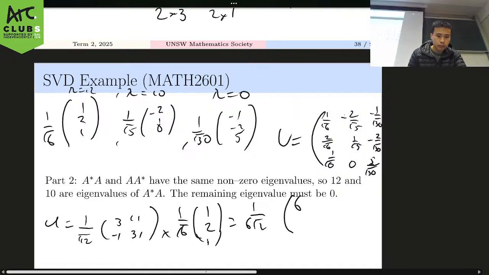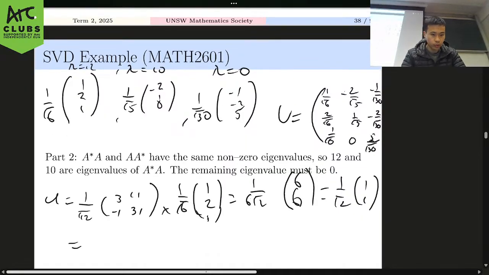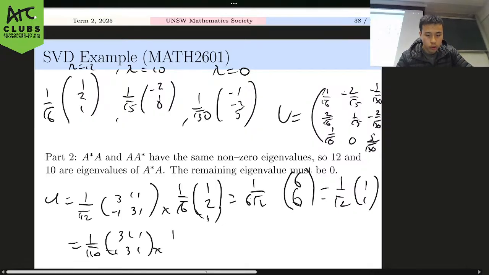Okay, 3 plus 2, 6. Then 6, 7, 6. It's kind of clean. So it's 1 over root 2, 1, 1. And we have to do the same for the other one. So 1 over root 10, 3, 1, 1, negative 3, 1. It's like 1 over root 5, negative 2, 1, 0.